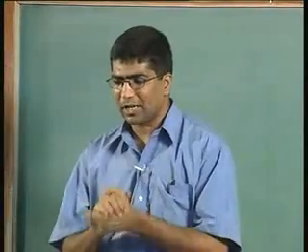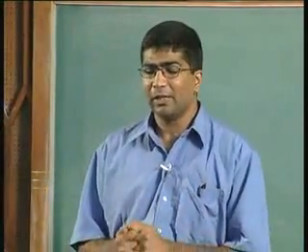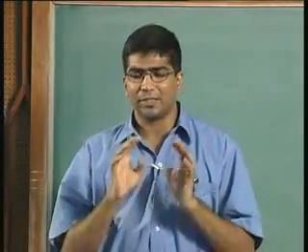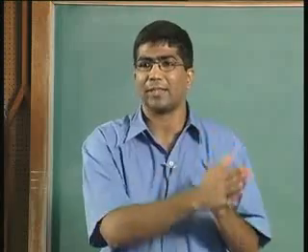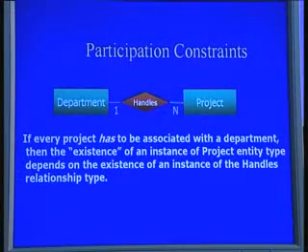Now suppose I have a project for developing some kind of software. Now this project does not exist if it is not associated with some department, if there is no department which is in charge of this project. Basically what this says is that if every project has to be associated with a department, then the very existence of the project depends on this relationship. So only if an instance of this relationship exists, only then can a project entity exist. Such kinds of constraints are what are called participation constraints.